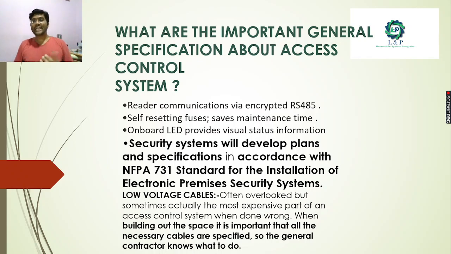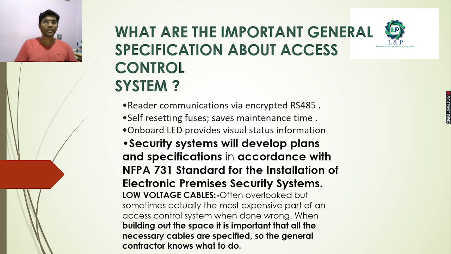And most importantly, if somebody is accessing the control panel for troubleshooting, it should have an LED display which provides visual information on what has happened, whether there is any error or it is working fine. All these things we need to have. And most importantly, while developing a plan and specification for a security system in accordance with the NFPA 731 standard, we need to follow the standard for the installation of electronic premises security systems.